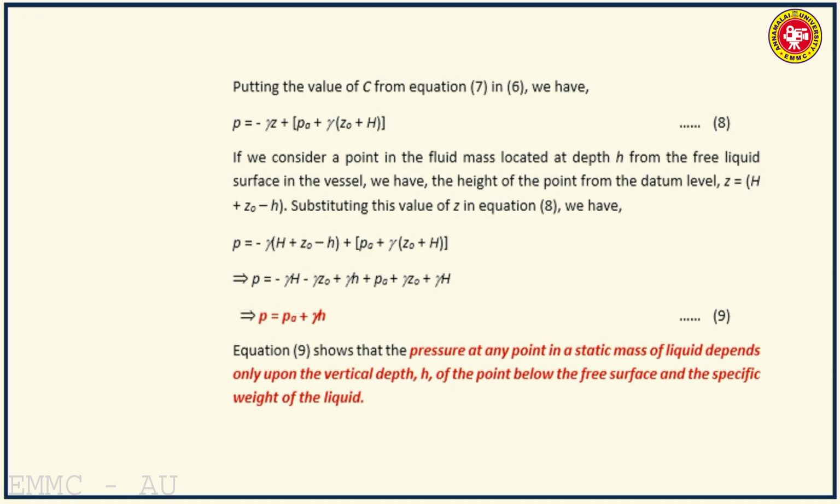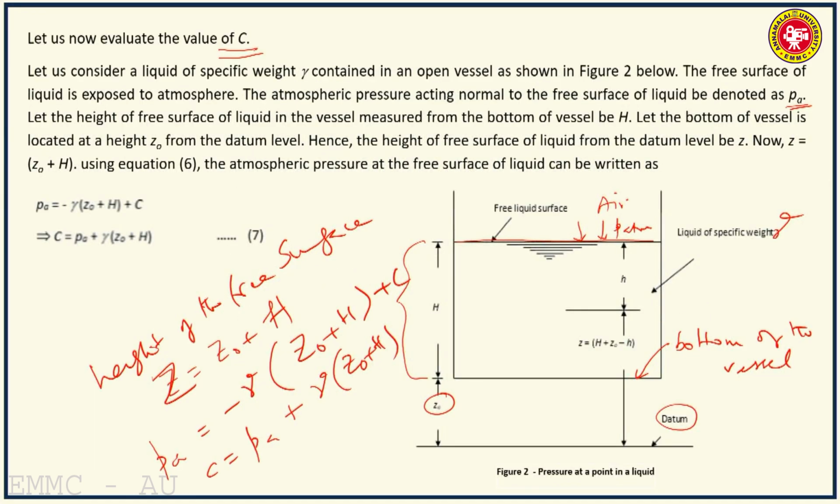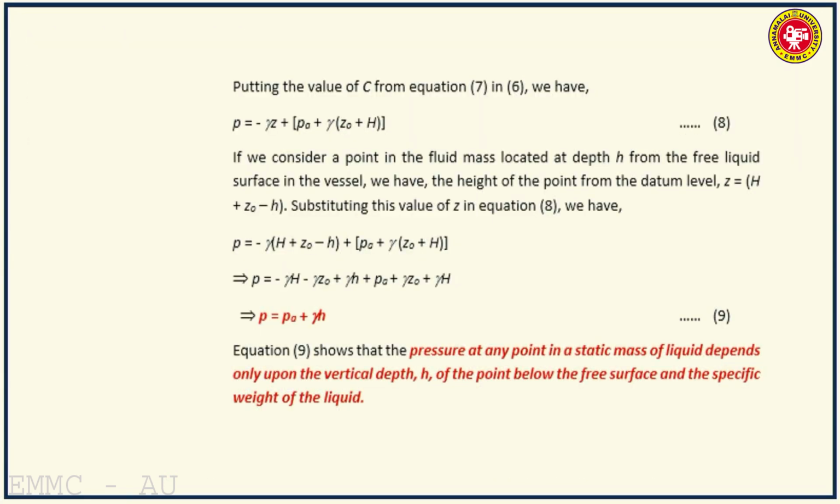So putting the value of C from equation 7 into equation 6, we get P is equal to minus gamma z plus C, which we had. So C I have replaced as P atmospheric plus the specific weight of fluid multiplied by the height of the free surface, z0 plus h.